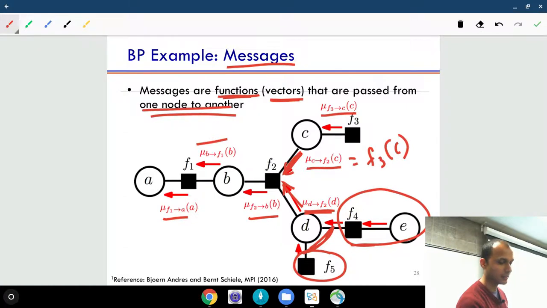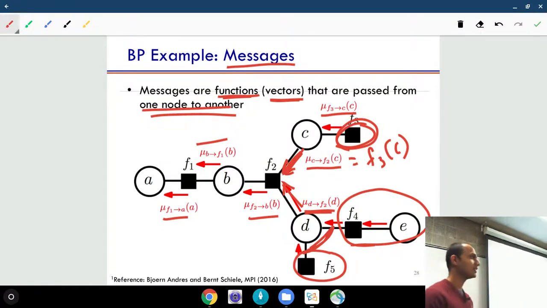What is the message I can get? For C, the message I can get is a message from F3. Actually, I can get a message from even F2, but if I want to pass a message to F2, I'll get a message from F3 and just pass it on, because I don't have any product to do. So only the factor node can pass messages. All nodes can pass messages.